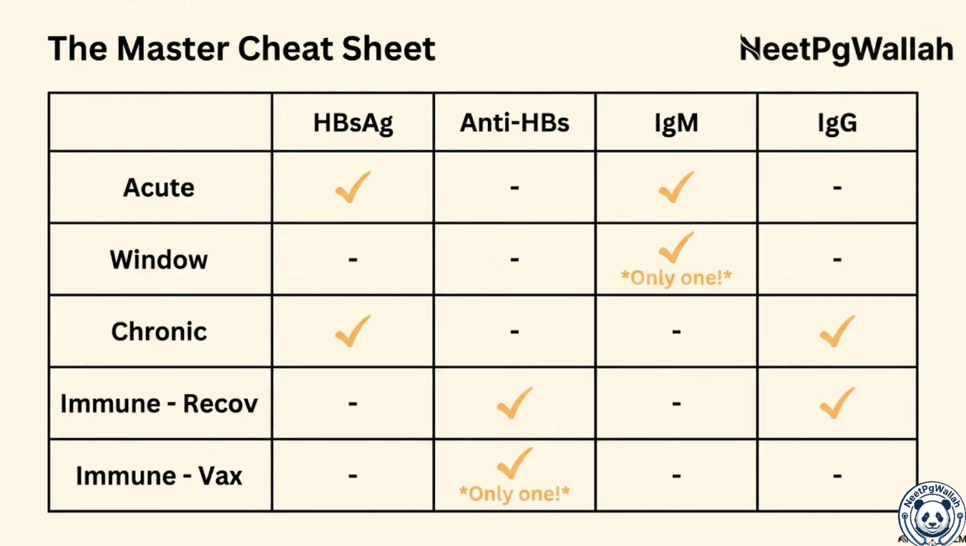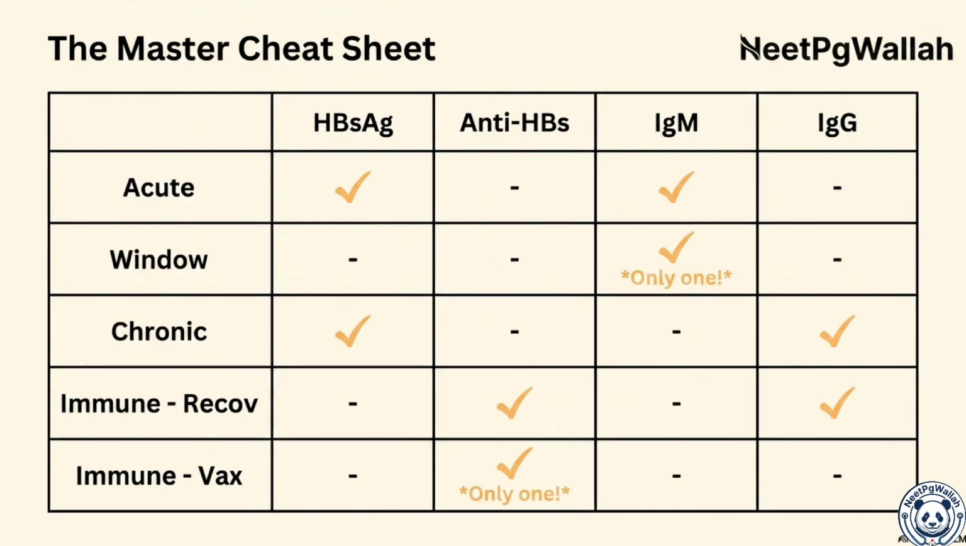Immune from natural recovery? The savior, anti-HBs, is positive, and because they saw the real virus, the core IgG is also positive. Immune from a vaccine? The savior is positive, but everything else, including the core, is totally negative. See? Absolutely no memorization required. It is just pure logic.